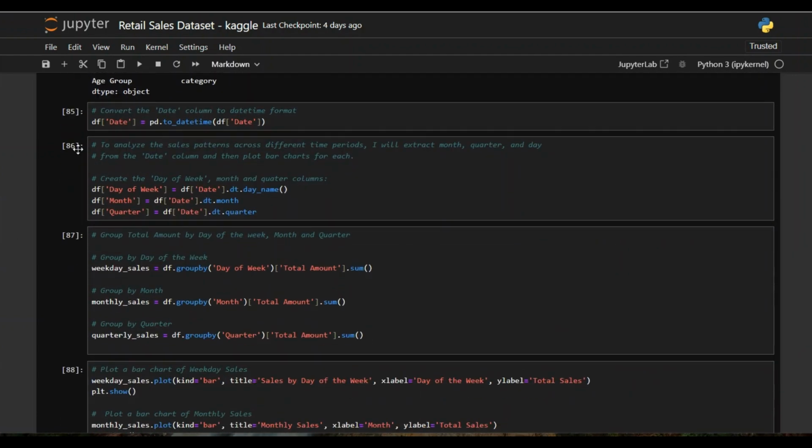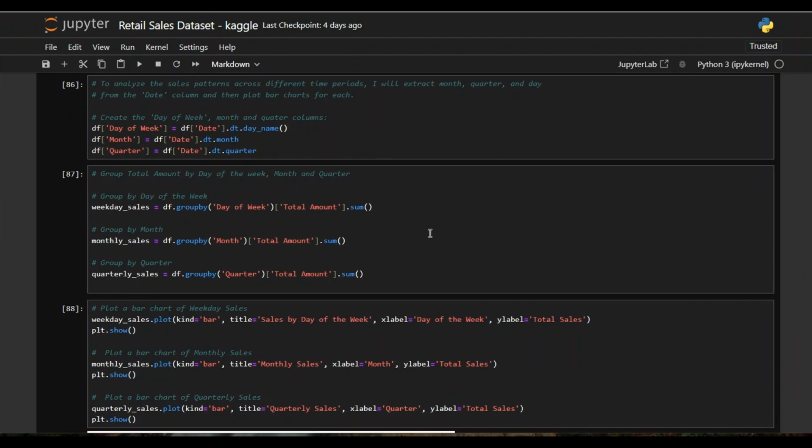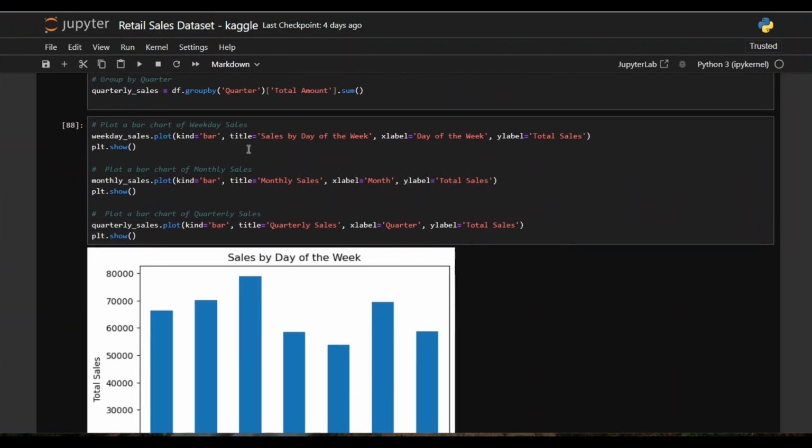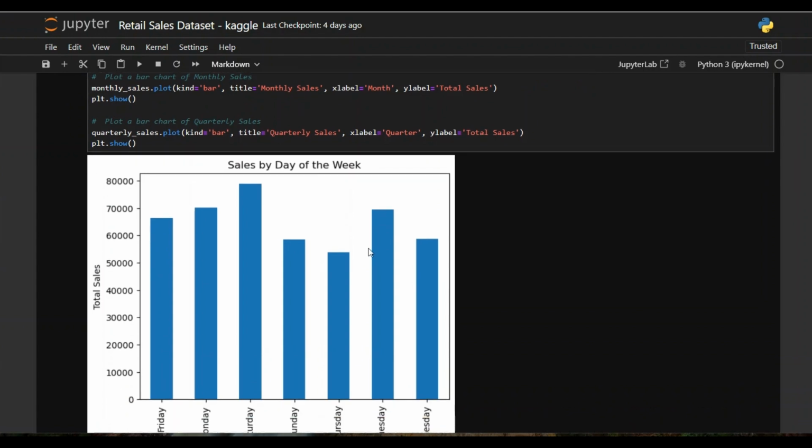Now I've split the date column into days of the week, the month, and quarter to be able to find out the total amount spent across the days of the week, across the months of the year, and across each quarter in the year. I've done that, and I'm able to plot a graph for each of the columns.